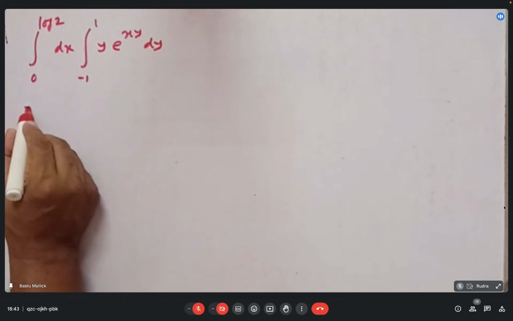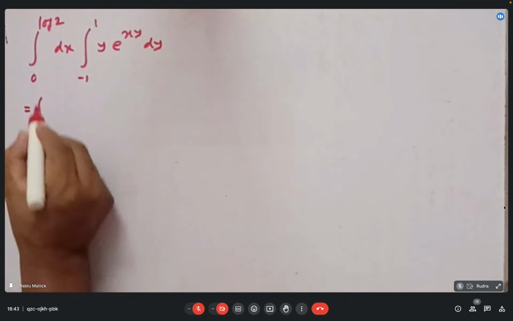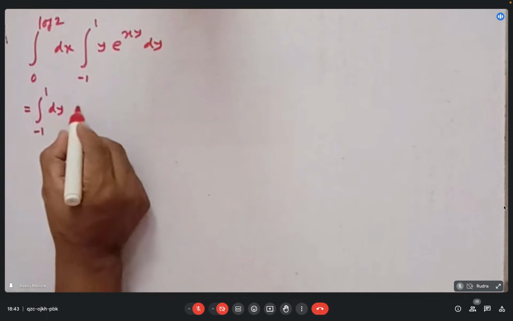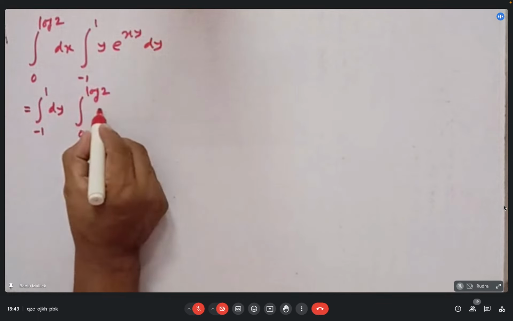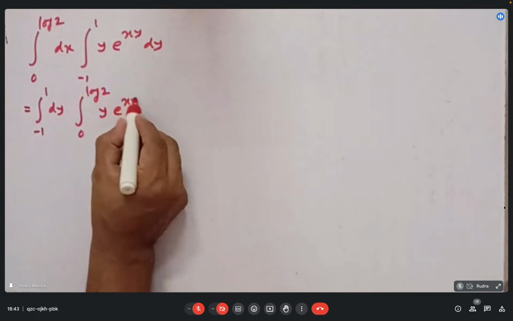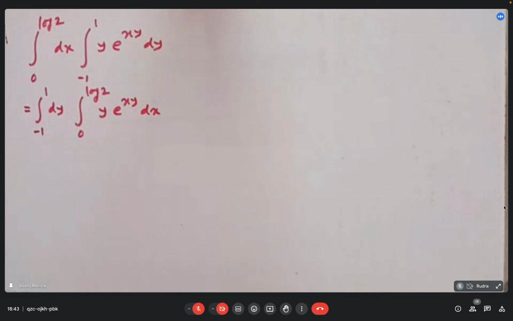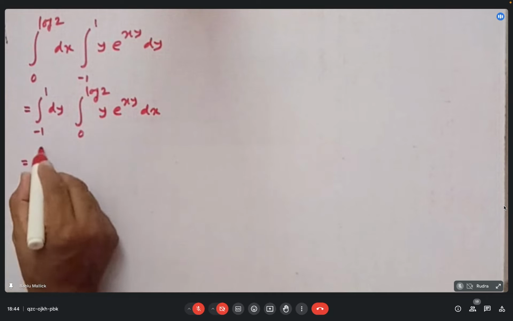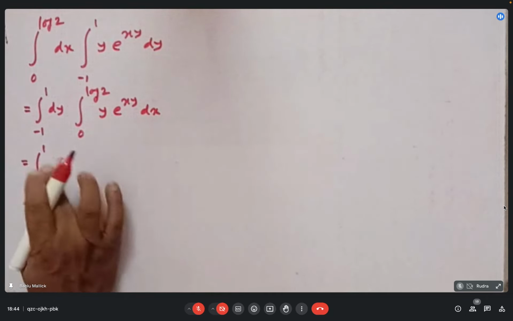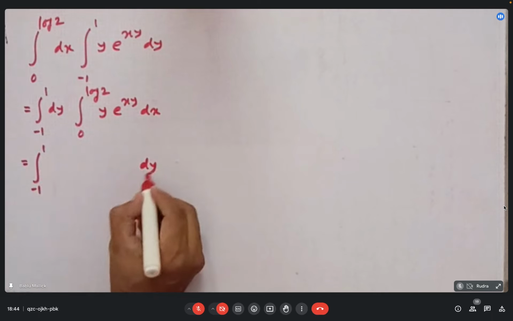So this can be written as integration from minus 1 to 1 dy, integration from 0 to log of 2, y e to the power xy dx. So here we shall integrate with respect to x first. So this will give you integration from minus 1 to 1 dy.